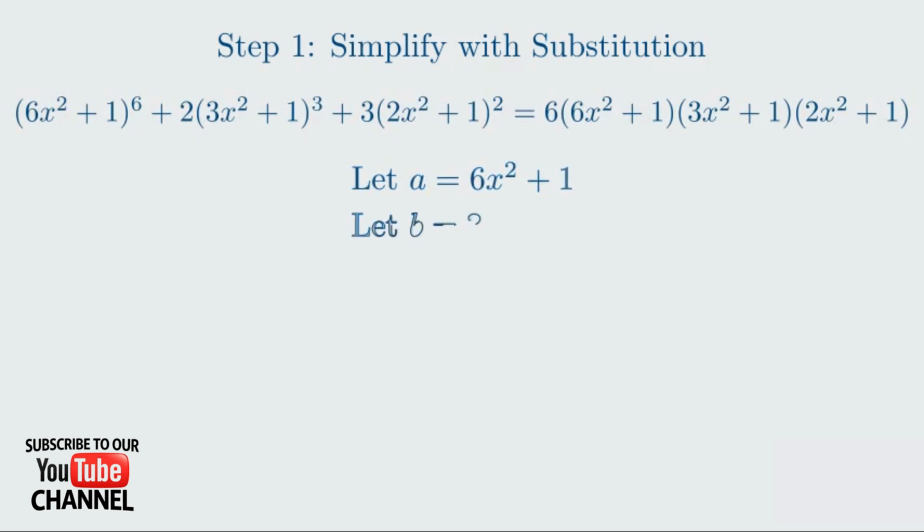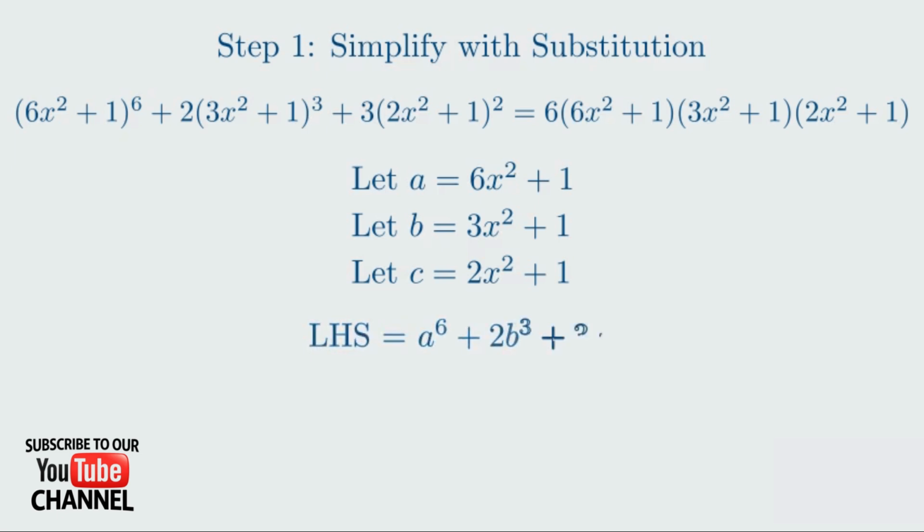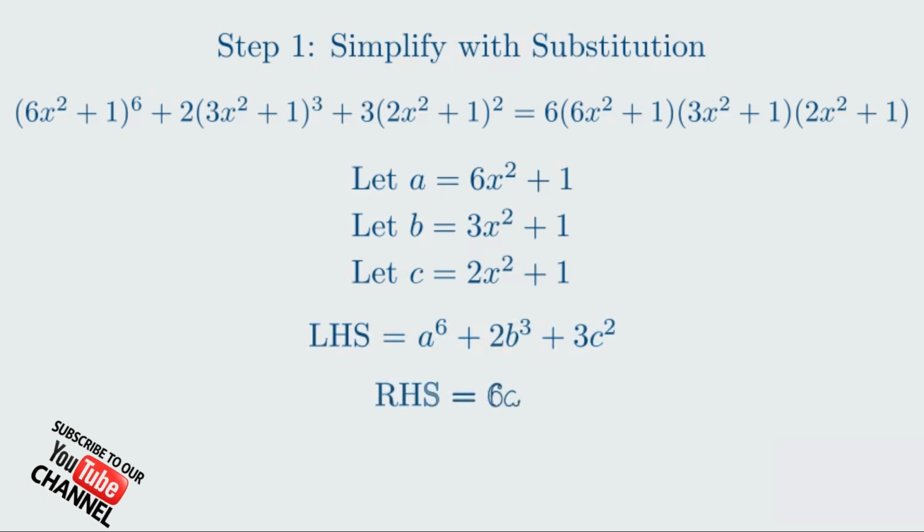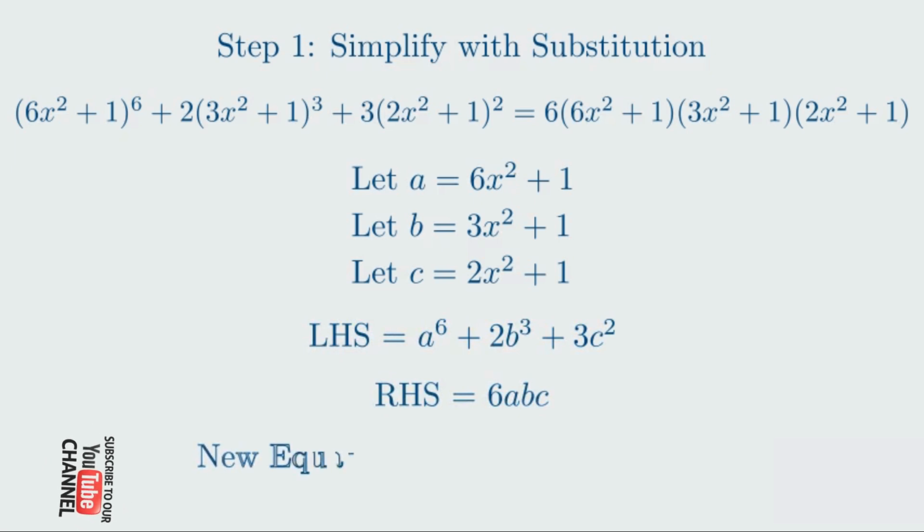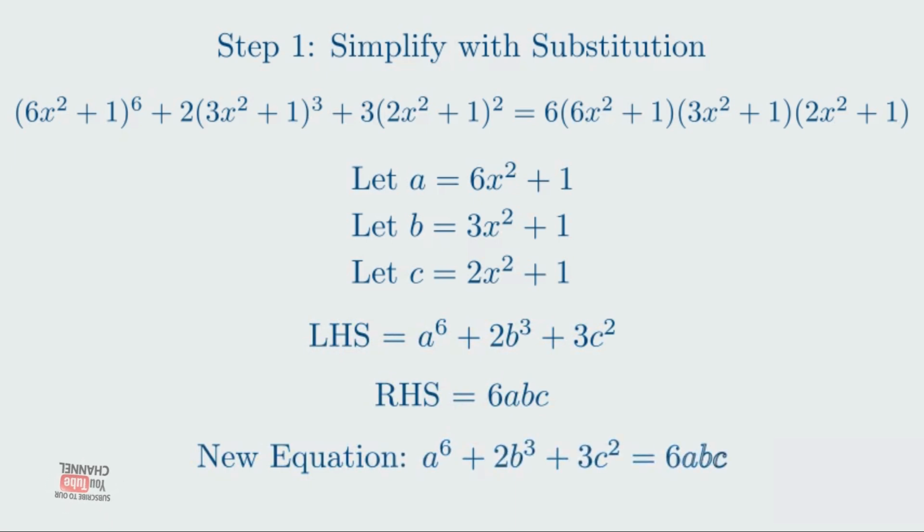We'll let a equal 6x squared plus 1, b equal 3x squared plus 1, and c equal 2x squared plus 1. Now, let's rewrite our original equation using these new variables. The left side becomes a to the power of 6 plus 2 times b cubed plus 3 times c squared. And the right side becomes 6 times a times b times c. So our massive original equation is now much cleaner: a to the sixth plus 2b cubed plus 3c squared equals 6abc.